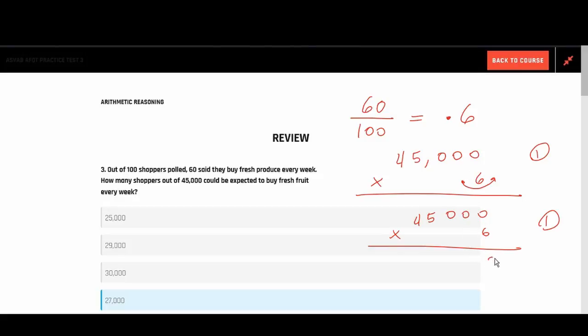6 times 0 is 0. 6 times 0 is 0. 6 times 0 is 0. 6 times 5 is 30. Carry the 3. 4 times 6 is 24, plus 3 is 27. Add our one decimal back in. We can see that this is going to be 27,000, which is that answer choice.